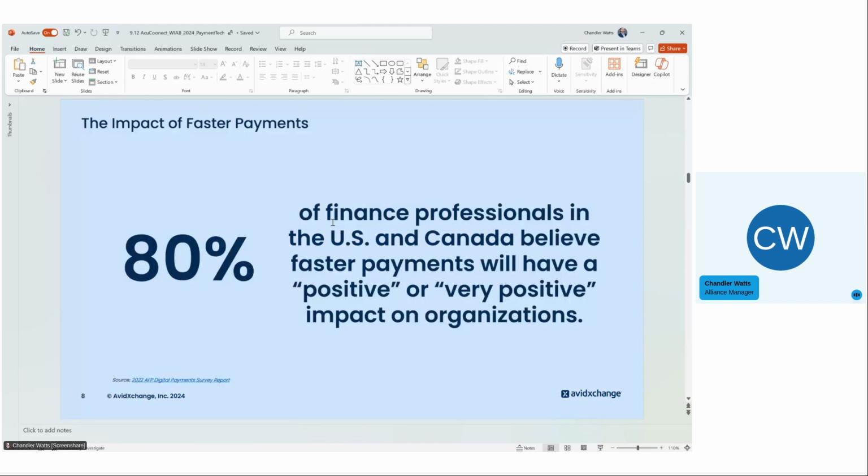So 80% of financial professionals in the US and Canada believe that faster payments will have a positive or very positive impact on organizations. Now, obviously, that means that just another small percentage do not believe that this would, or believe that it would have a negative impact. And this is what we're in the business of doing. We want to speed up these payments along with making them more secure, and in return have a positive impact on your organization as well as the suppliers you work with.